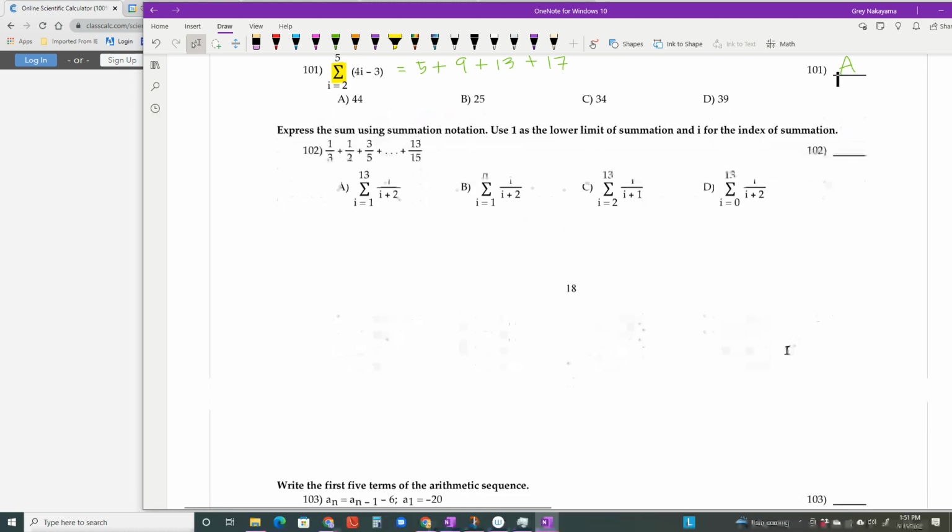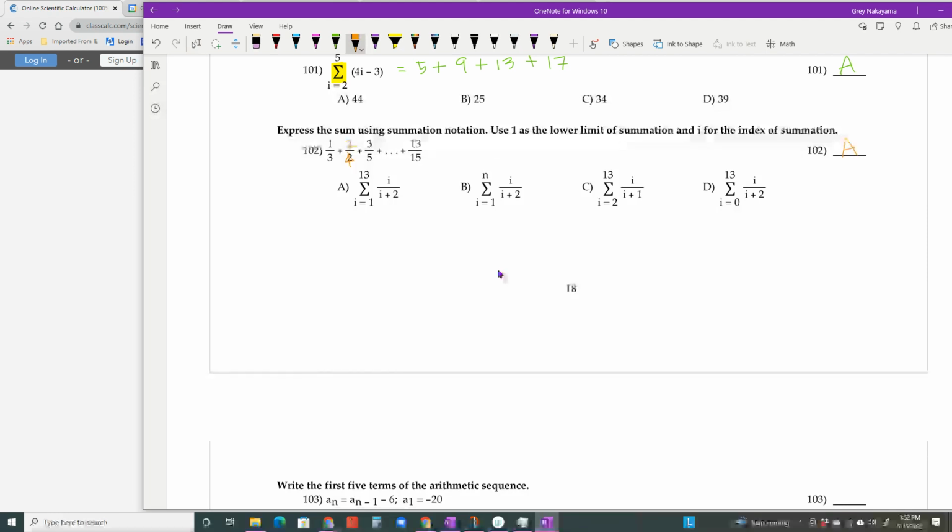All right, this time we're going backwards, okay? Now, when you do this, you're looking at these, this goes from i equals 1 to 13. And it looks like I'm going 1 to 13, but this second term says 1/2. But if I were to change that to 2 over 4, then my top would be 1, 2, 3, all the way to 13. And my bottom would be 3, 4, 5, all the way to 15. And that is A. Okay?